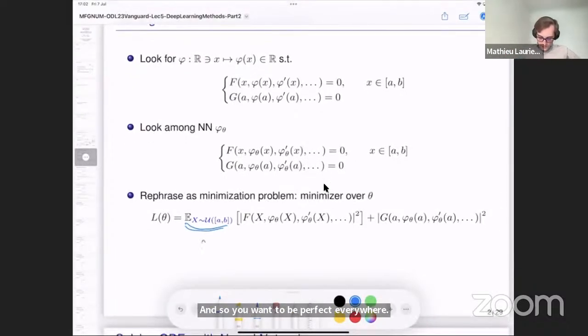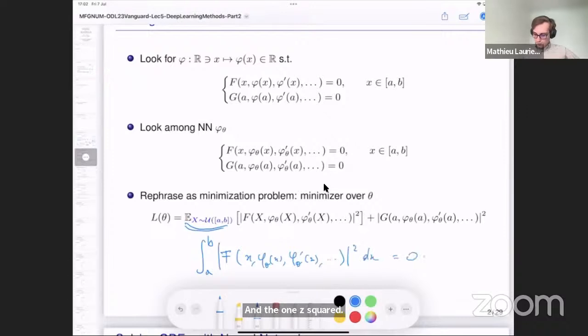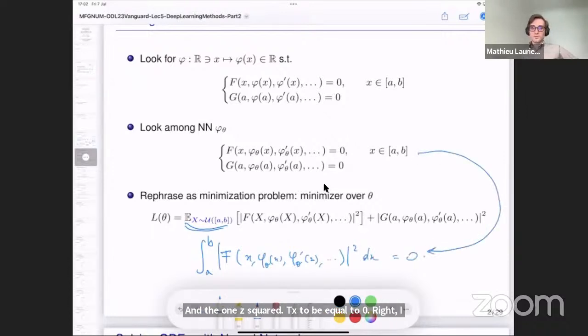In fact, what I can write is the integral between A and B of this operator, f of x, phi theta x, maybe the first order derivative because it's an ODE, maybe higher order derivative. And I want this squared dx to be equal to 0, right? I'm really writing the squared residual for this ODE. And then I interpret the integral as an expectation where I take a uniform random variable between A and B. So this is really equivalent. It's just a rewriting. I also have the initial condition, or the condition at one of the two boundaries.